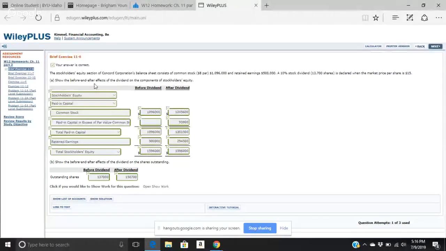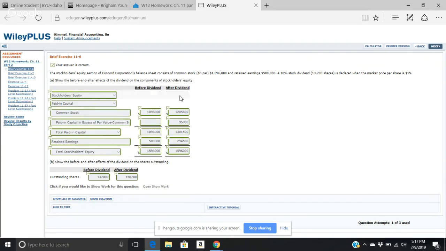So part A, we are trying to find the stockholders' equity. So we will start by filling in the blanks. Stockholders' equity goes on top. Paid-in capital goes below. And the textbook outlines this pretty well. And the common stock goes here. Paid-in capital in excess of par value common stock, total paid-in capital, retained earnings, and total stockholders' equity.